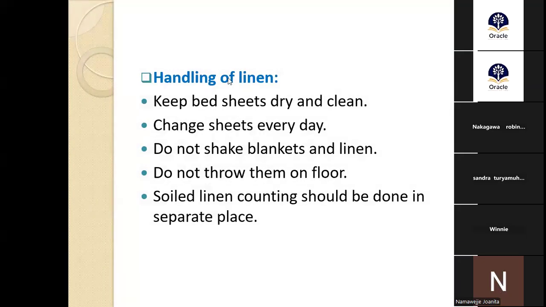Handling of linen: how do we handle linen, beds and bed sheets? Keep the bed sheets dry and clean. Change sheets every day, which is not ideal in most cases, especially in our resource limited settings. Do not shake blankets and linen the way we do at home, because you'll be spreading the germs. Do not throw them on the floor. Soiled linen should be handled separately. If you are counting the soiled linen, you should do it in a separate place, not next to the other.